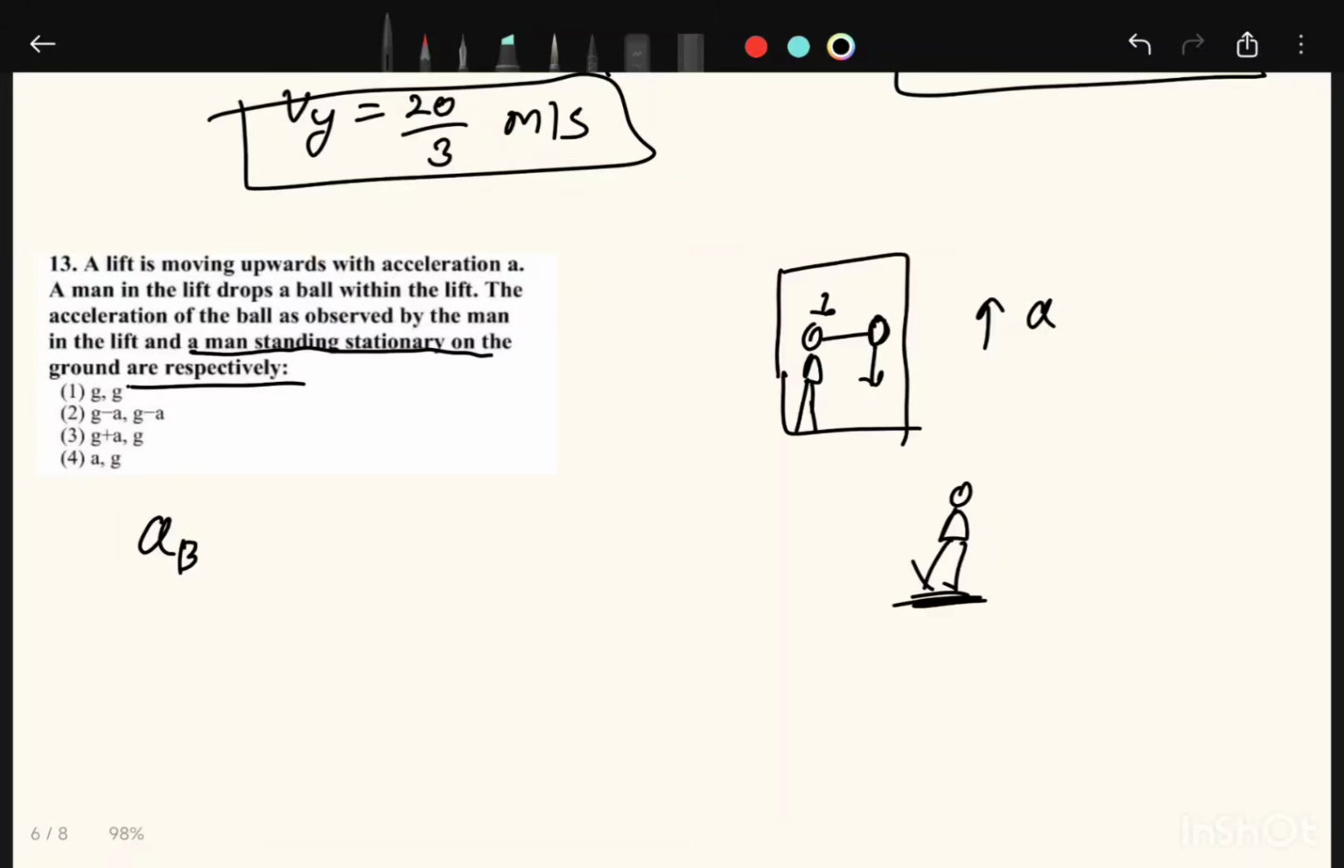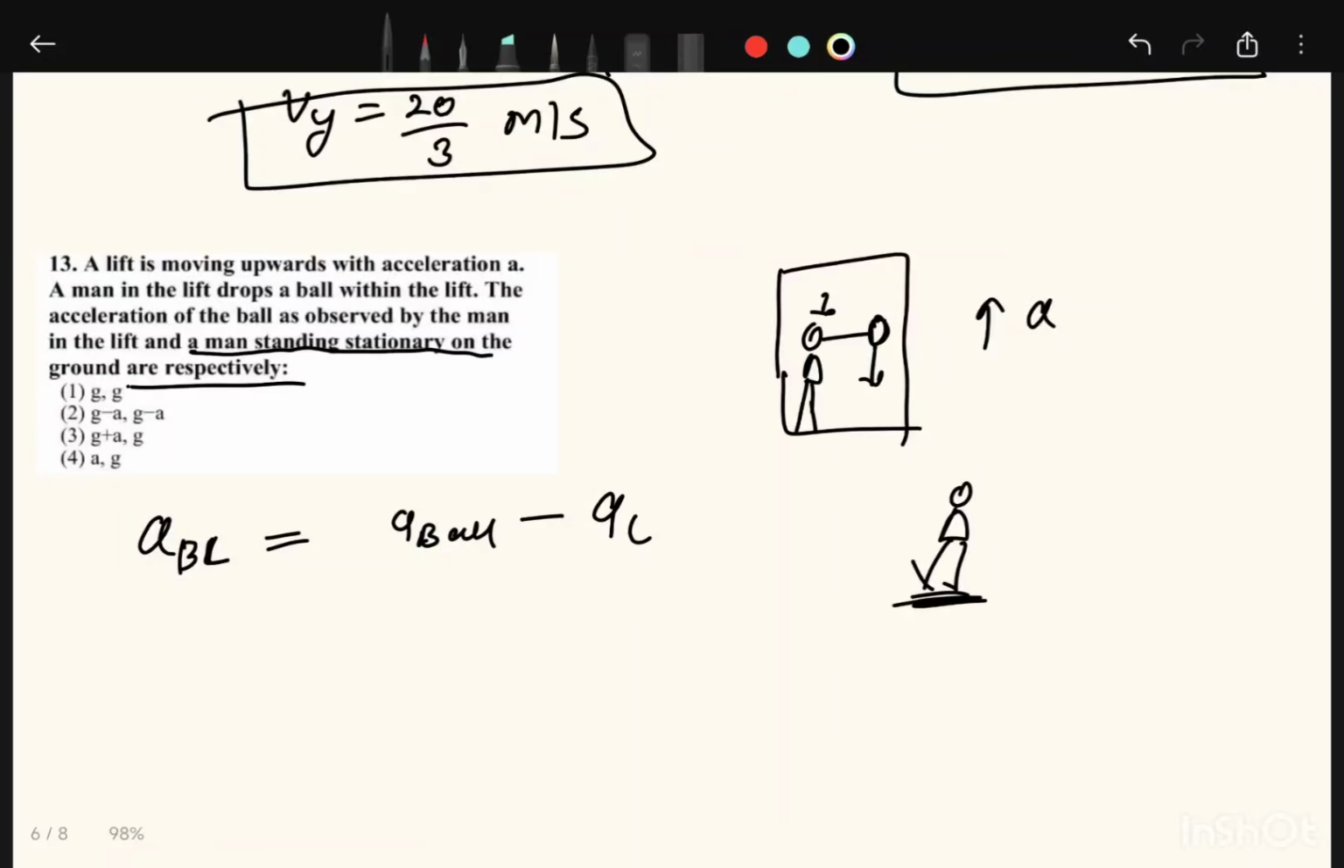So the acceleration of the ball inside the lift observed by the man will be what? First of all, tell me: the acceleration of the ball with respect to the lift, right? Because the man is also moving with the lift. So the acceleration of the ball observed by the man will be equal to the acceleration of the ball with respect to the lift. So using the relativity concept, right? So your acceleration of the ball will be acceleration of ball minus acceleration of the lift.